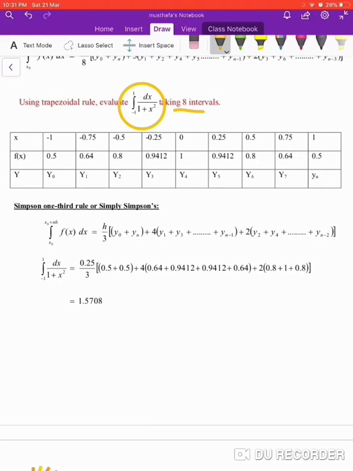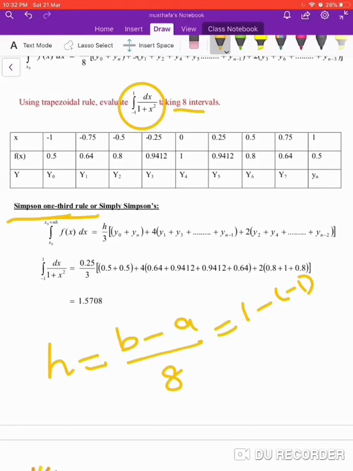So now first let us apply the Simpson 1/3 rule to solve this problem. The formula for the Simpson 1/3 rule is h over 3. Already we discussed how to find the value of h. The formula to find the value of h is b minus a over the number of intervals. The value of b is the upper limit of the given integral and the value of a is the lower limit of the given integral. So 1 minus minus 1 divided by 8 will result in 0.25.